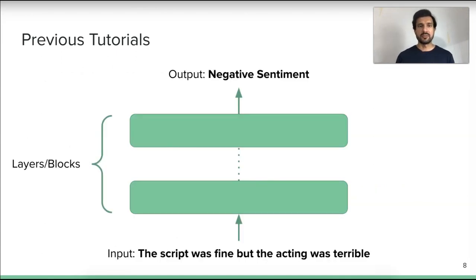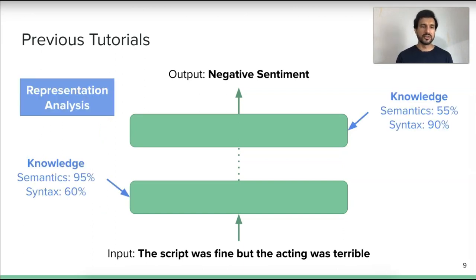So consider a neural network model for sentiment classification. Here it consists of several layers, or blocks in case of transformer models. The model takes a sentence as input and predicts its sentiment. Previous tutorials have looked into representation analysis, which looks at the entire layer and tries to answer the question, what kind of linguistic knowledge has been learned in this representation? It can highlight, for example, that morphology is learned in lower layers and syntax or semantics is learned in higher layers.